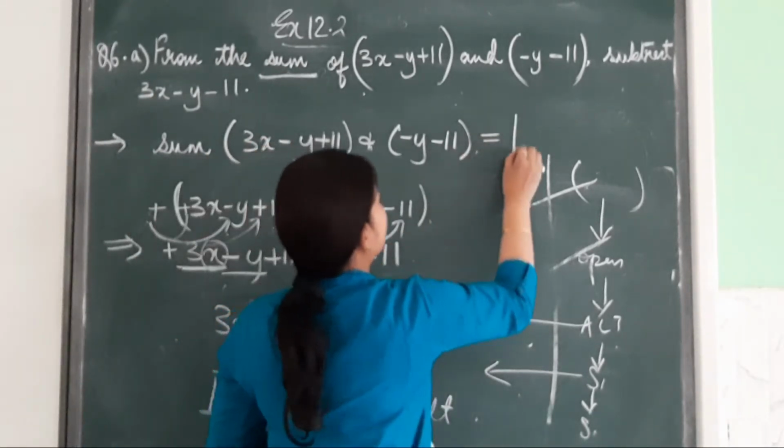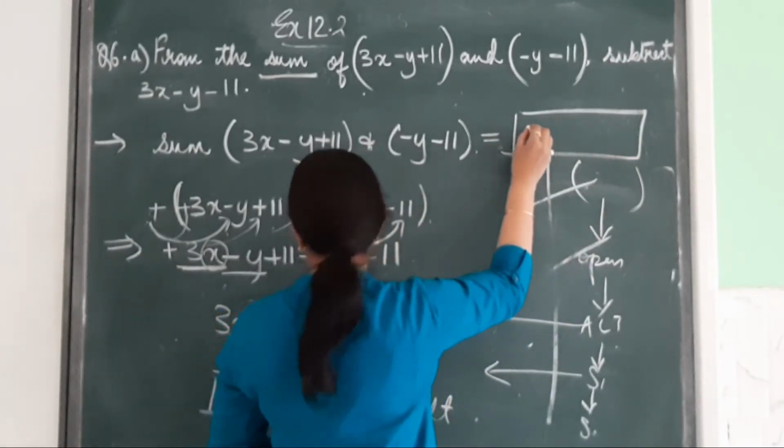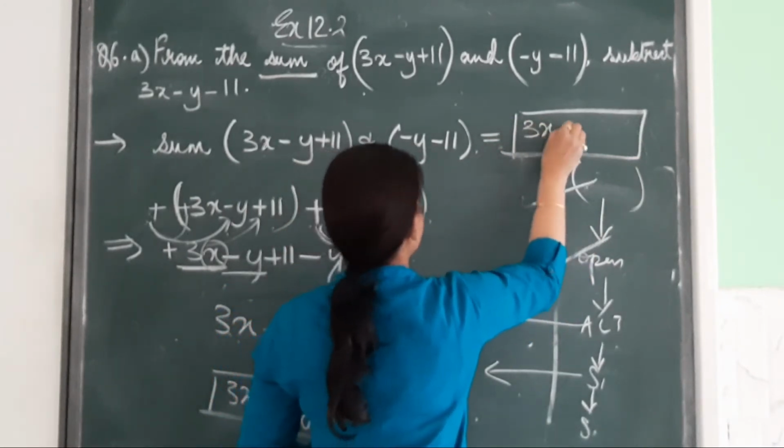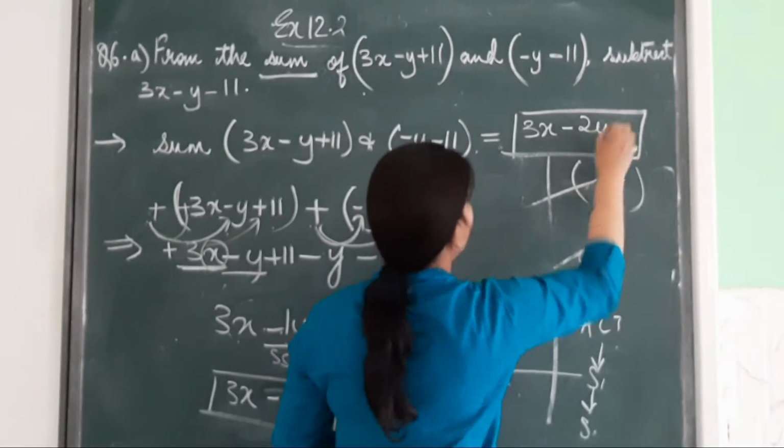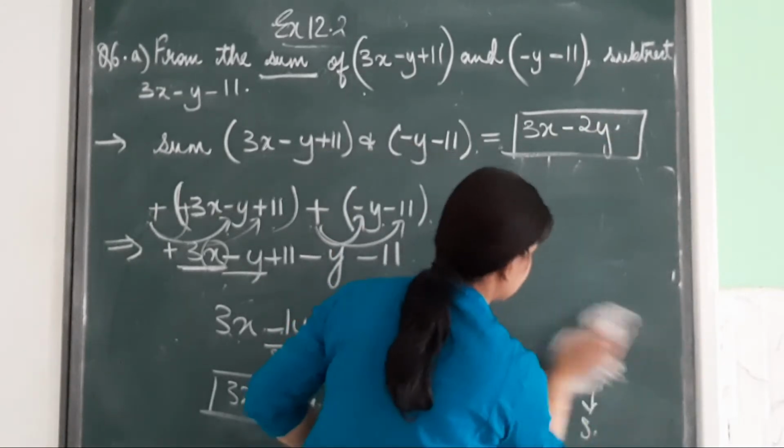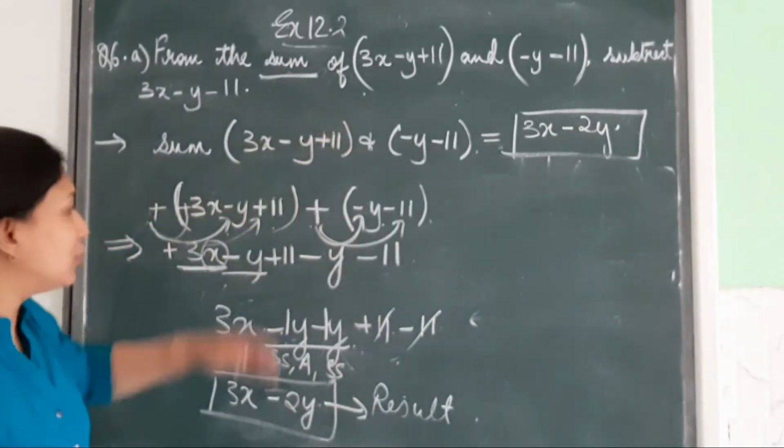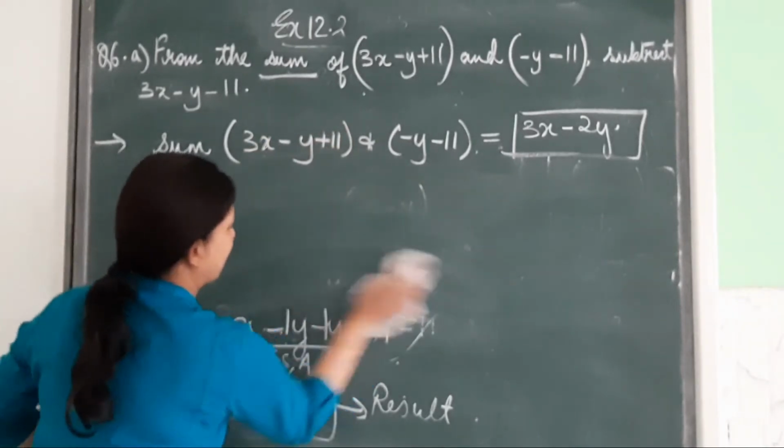What we have got? Let me write down the result here. This is 3x minus 2y. Okay, fine. We got this much. So you will pause the video and you will solve. Now I will wrap this part.